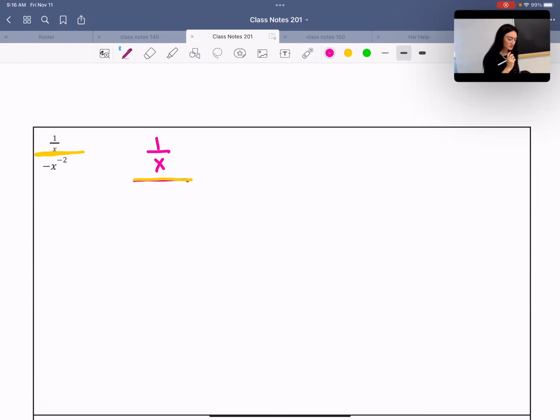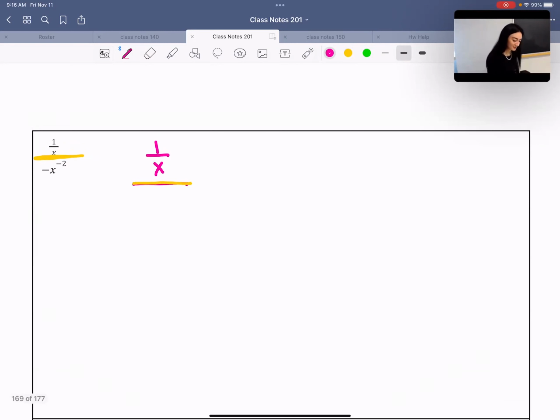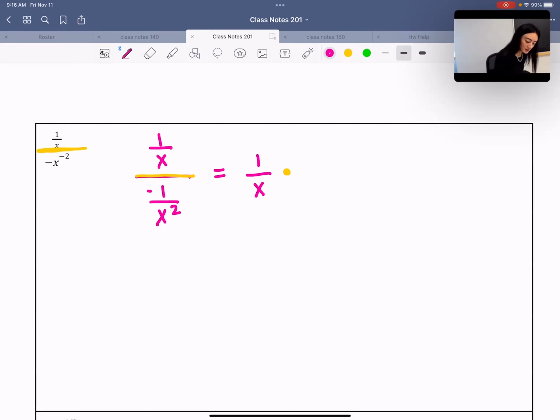How do I change negative x to the negative 2 into a fraction? X over 1 over x. X squared. Perfect. Yep, a negative exponent means we just bring it in the denominator. Now I know it's weird because it looks like the negative is in the denominator of the denominator, but we don't care about the yellow division sign. We care about what's happening on the bottom, right? Okay. So we can do keep change flip again. Keep the first one the same. Change the yellow division sign into a multiplication sign, and then flip the other one.